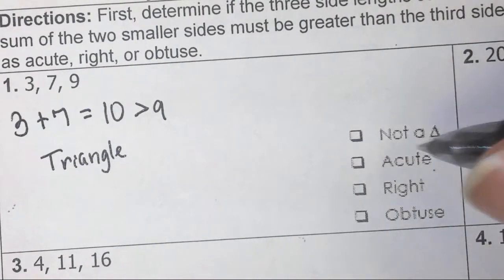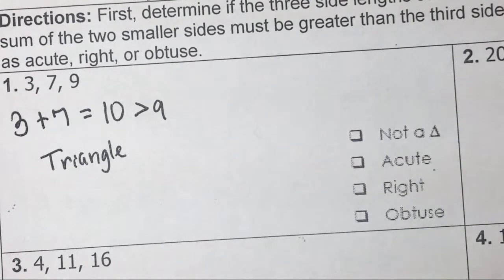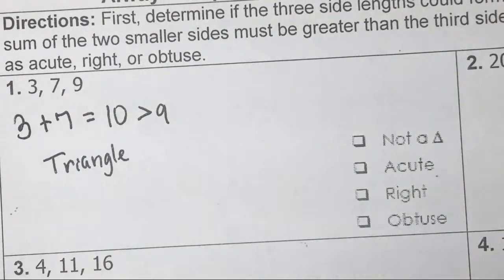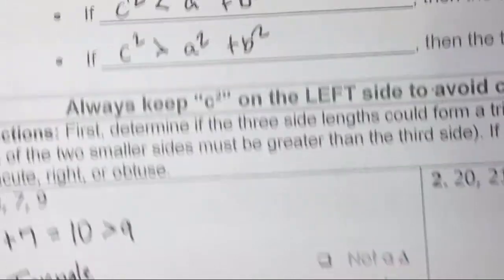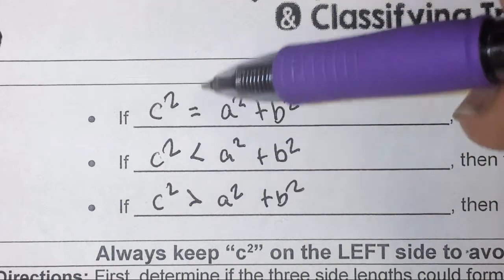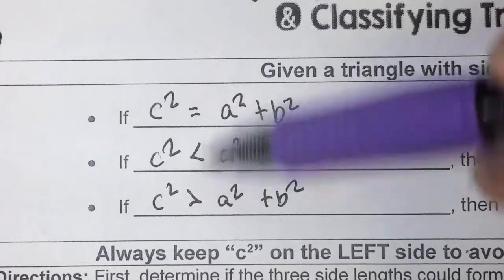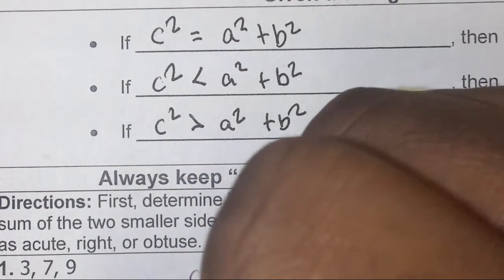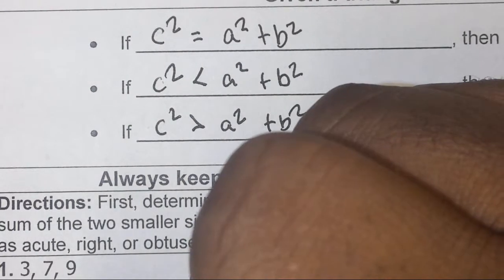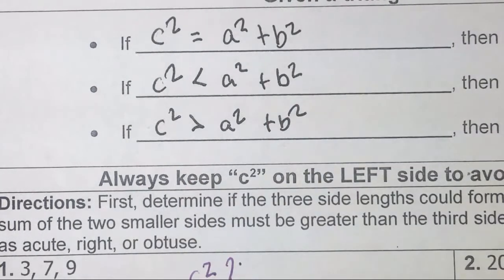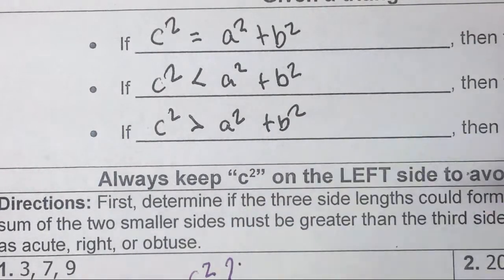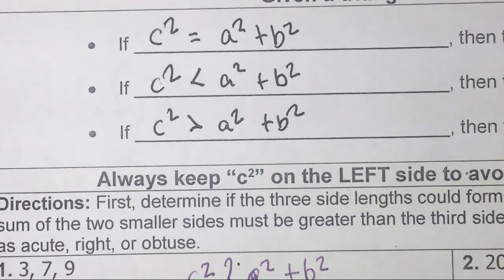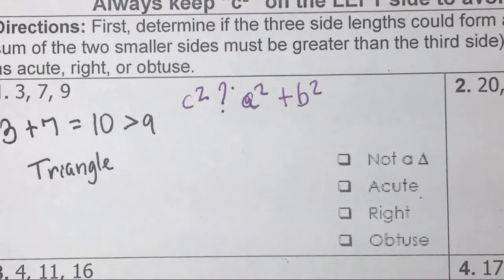Then after that, we want to check to see what kind of triangle it is, acute, right, or obtuse. This is the new part right here. This is you checking to see if it's one of those three things. So what I'm going to do, I'm going to use the formula up here, but I'm going to leave the symbols out because I don't know which symbol I'm going to use in the middle yet because I got to check the numbers. So I'm going to say c squared, question mark. We don't know what goes in the middle. a squared plus b squared. My bad.